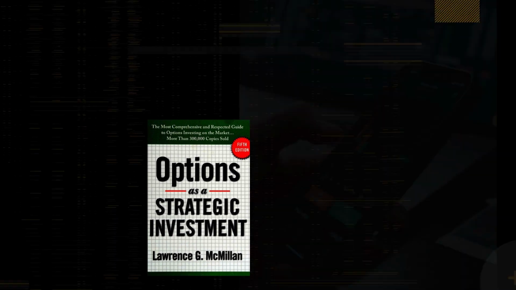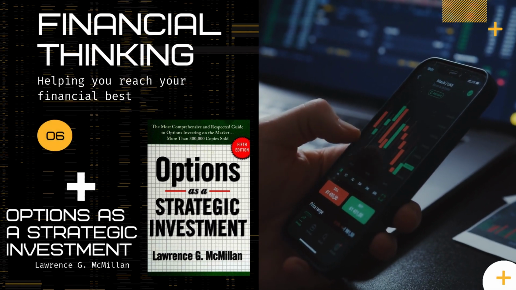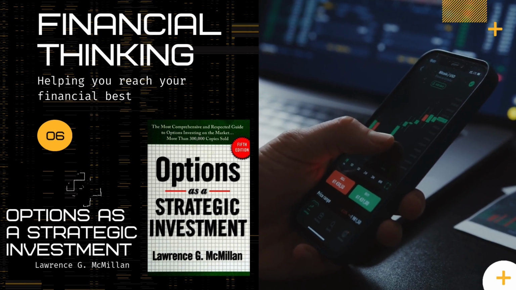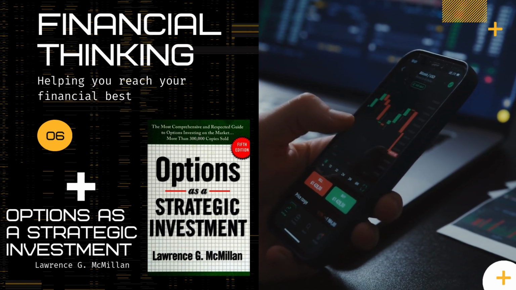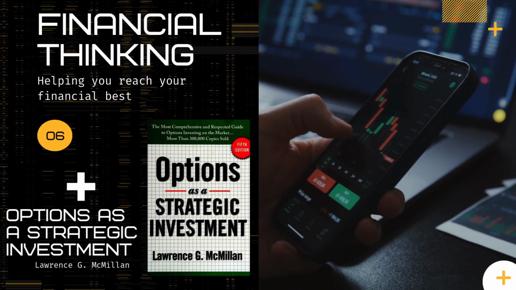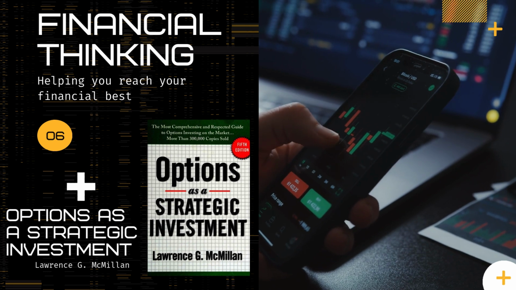McMillan also briefly touches on portfolio margin, which is more like an advanced method for more experienced traders. How about that, Graham? Okay, so unlike traditional margin, which focuses on individual positions, portfolio margin considers the overall risk of your entire portfolio.